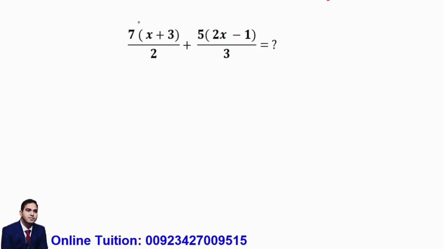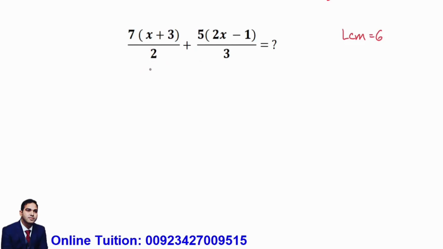The question is 7 into (x plus 3) divided by 2 plus 5 into (2x negative 1) over 3. So this is the question. First of all, you have to see that here is 2 as a denominator and here is 3 as a denominator, and their LCM will be 6. So we have to make 6 over here, 6 over here for the addition of the numerators.